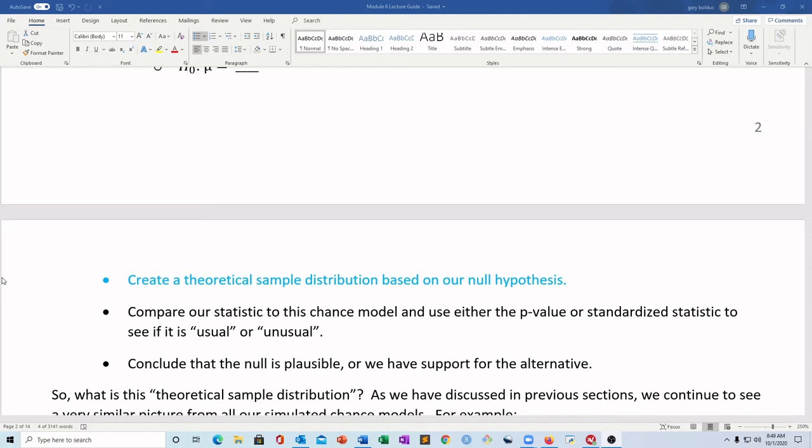And just historically, this is what was done before computers. And it's still done today. You can still use this method most of the time, and you're fine. But this is what they did before computers because they didn't have computers that could do all these simulations for them.